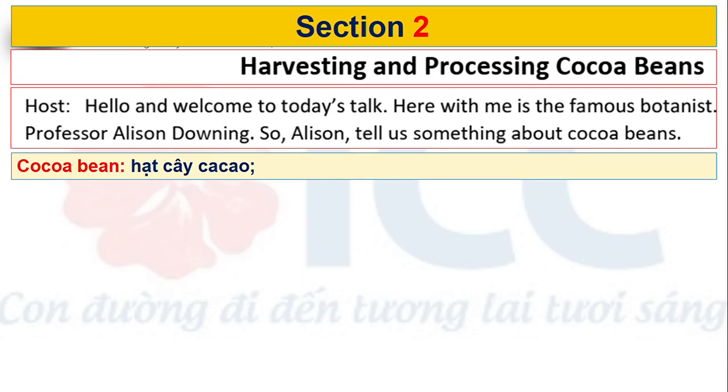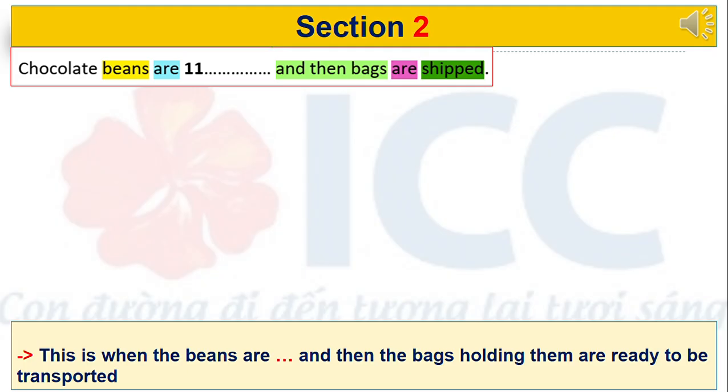Hello and welcome to today's talk. Here with me is the famous botanist, Professor Alison Downing. So, Alison, tell us something about cocoa beans. Cocoa beans, also called cacao beans, are the primary constituent in making chocolate.